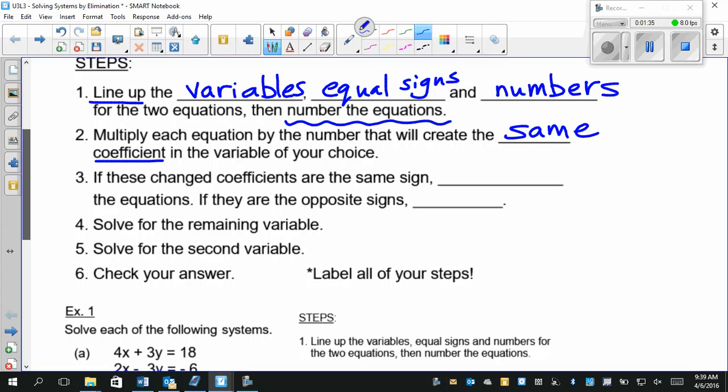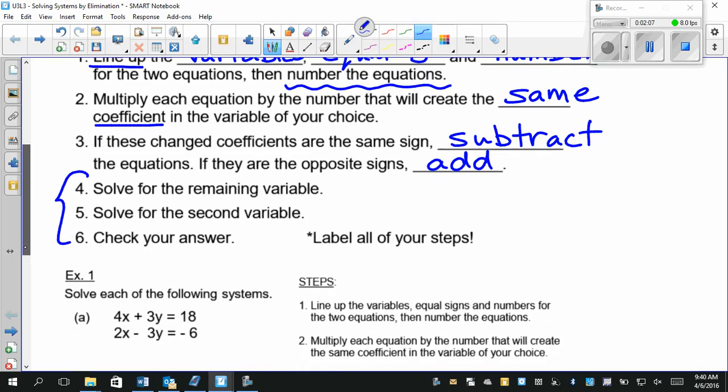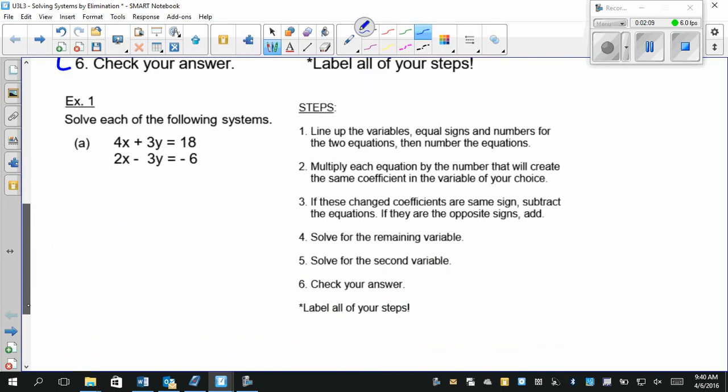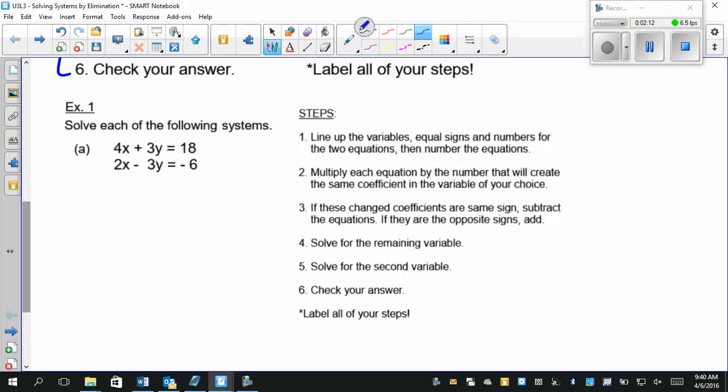So if these changed coefficients are the same sign, we're going to subtract the two equations. And if the two coefficients are opposite signs, we will add the two equations. And then the part at the end here looks the same as what we did in the other ones. So solve for the variable, solve for the other variable, and then if you're asked to, you can check your answer with a written check, or you can check it on your own just to make sure you get the right answer. So let's take a look at example 1 here.